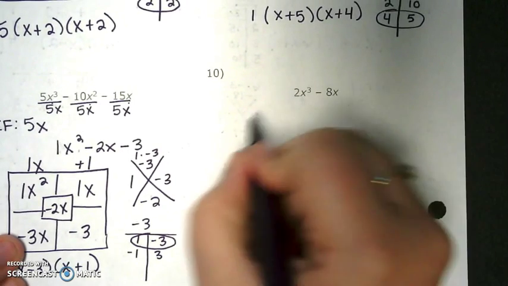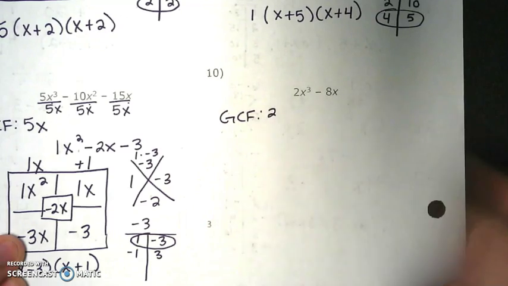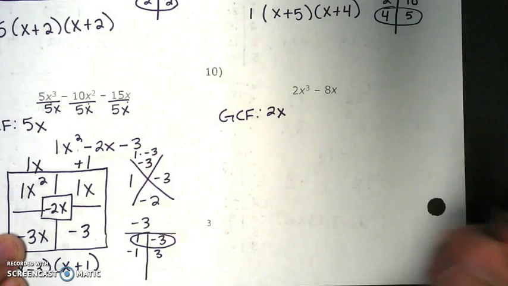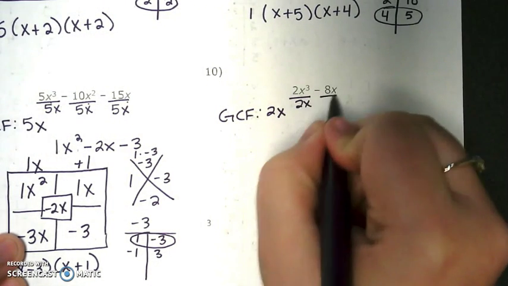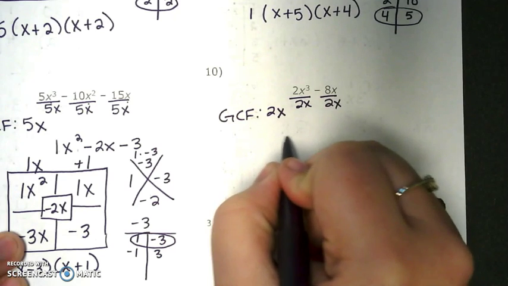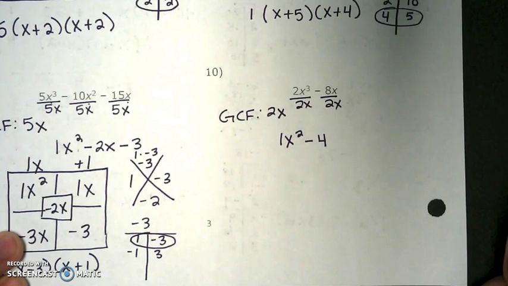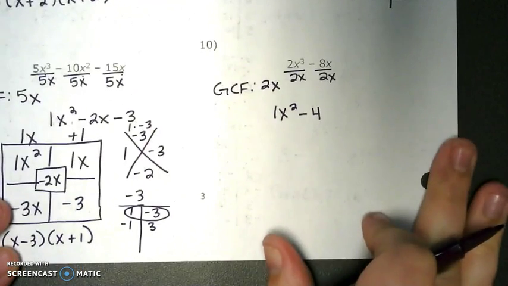So the biggest number that can go in both is 2, and they also have a variable in common. So they have a variable x, lowest exponent is 1. So we're going to go ahead and divide both of these by 2x. We're left with 1x squared minus 4. There are several other methods to do this. This is the one that we're going to learn in class.